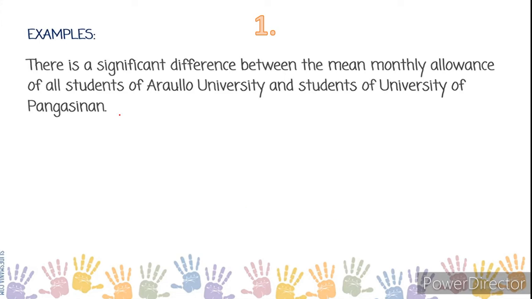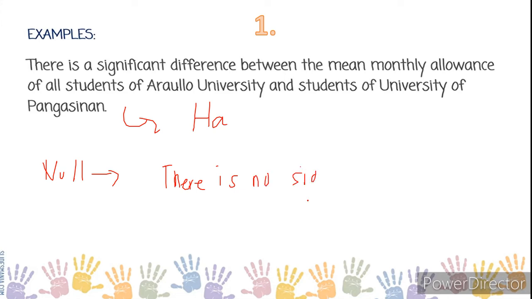Alternative po. Very good. So, the answer here is alternative or HA. So, ibig sabihin po, gagawa tayo ng statement ng null. So, paano siya magiging null hypothesis? Anong idadagdag natin? Answer. No po. Very good. So, there is no significant, which is dito kayo mag-start. Gets po? Hello?